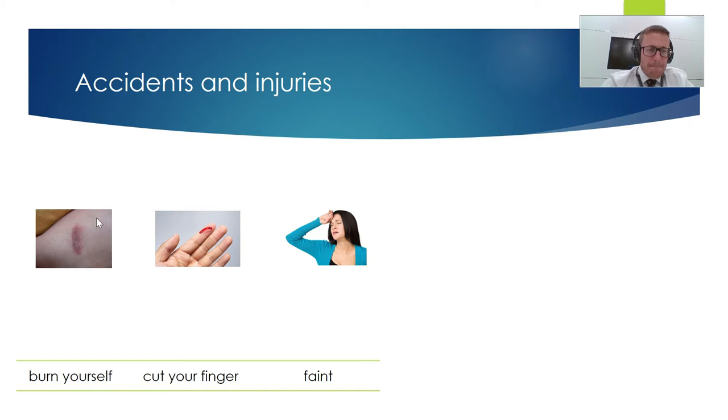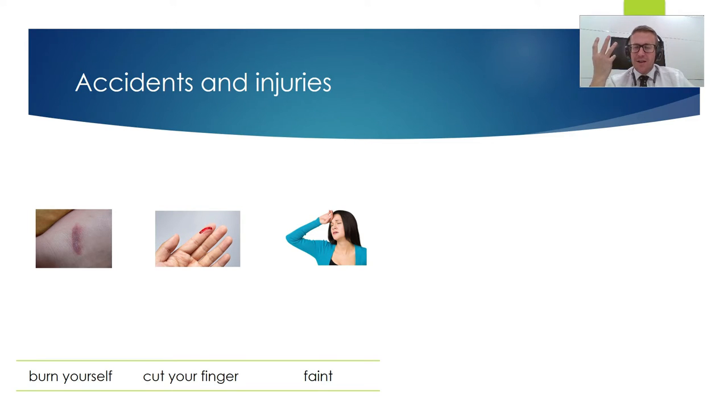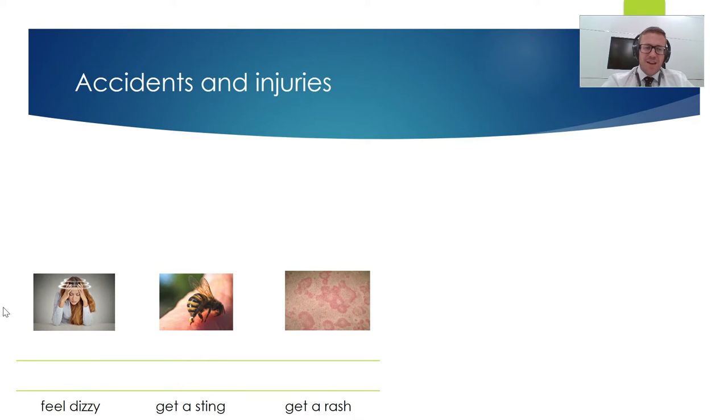Then we have burn yourself. Burn is when something hot goes on your skin and it goes red. Cut your finger, so when your skin is opened by something. Faint. So faint is when your head suddenly feels a little light and you can't keep your head up or you need to fall to the floor. Feel dizzy. This is similar to faint, but it means when your head feels like it's spinning or you just can't stand anymore. Get a sting. So this is when an insect punctures your skin.